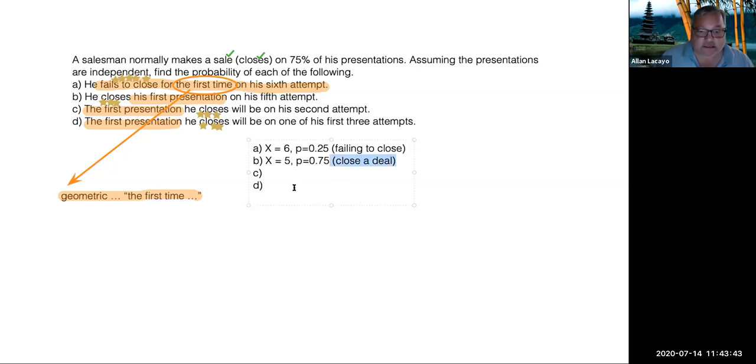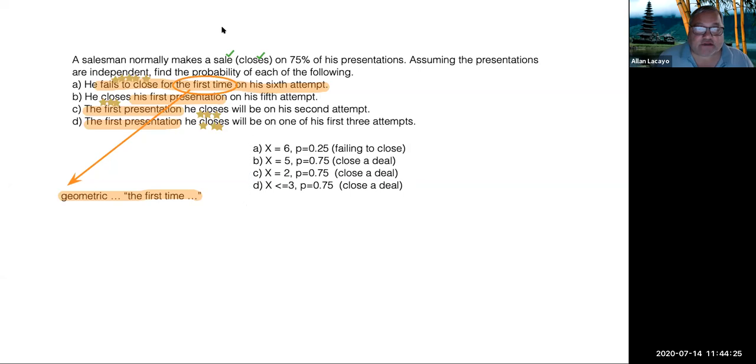And that is also the case for parts C and D. We're looking at closing a sale on his second attempt. The second attempt would be x is 2, and P is again 0.75. And part D says the first presentation he closes will be one of the first 3 attempts. So x is going to be 1, 2, or 3, less than or equal to 3. And P is going to be 0.75, and we're talking about closing a deal.